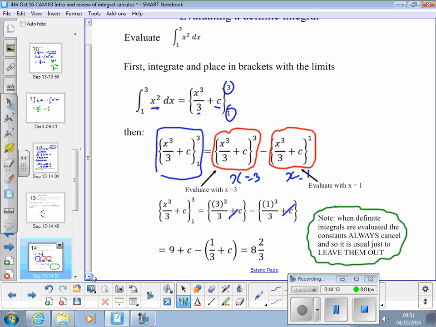So the value of this bit is there, 9. The value of that bit is there, a third plus c. And we've got a c minus c, so they disappear. We end up with a value of 8 2/3. So when we evaluate a definite integral, we end up with an actual answer that is a number, no variable anymore. You all kind of see that process, yeah?